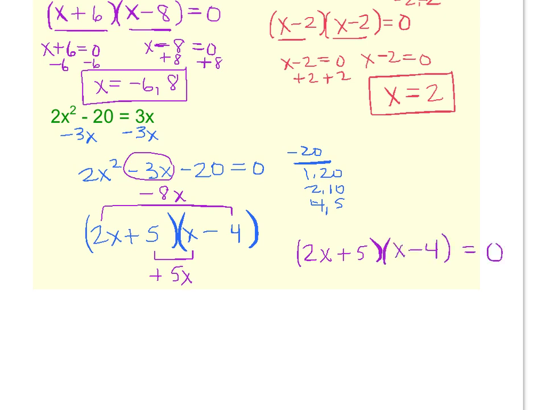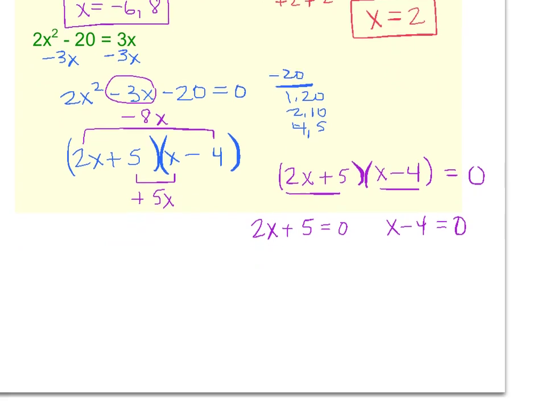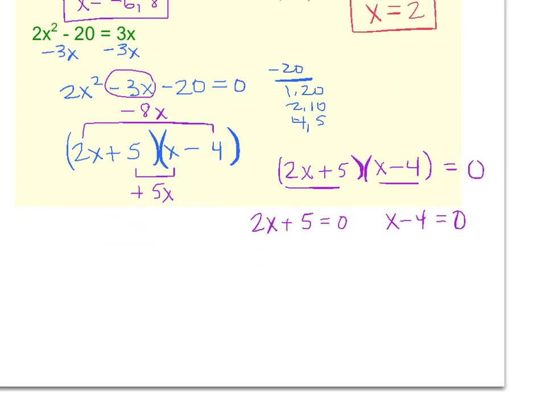So it's factored. Now the solving piece is you take each parenthesis, or each factor, and set it equal to 0. So on this first one, if you notice there is this 2 in front of the x, that means you're going to end up with a fraction on this. So we'll go ahead and subtract 5 from both sides. 2x equals negative 5. Then we'll divide by 2. So one of our answers is x equals a negative 5 halves.